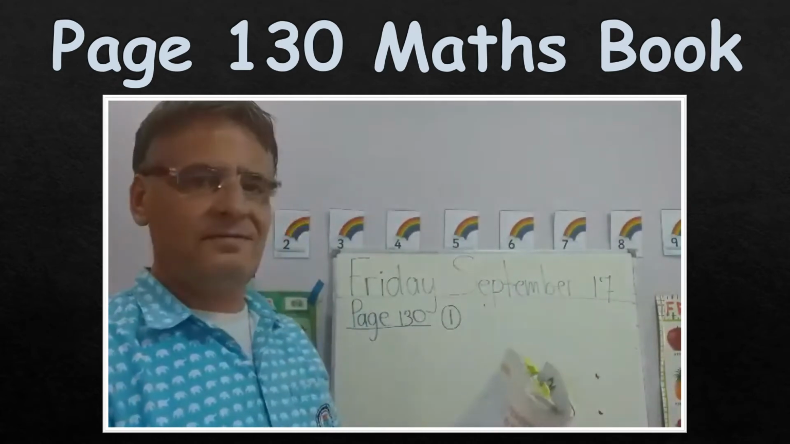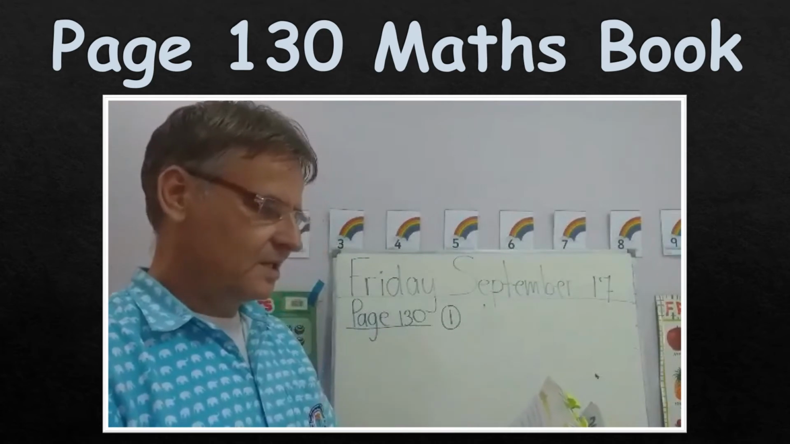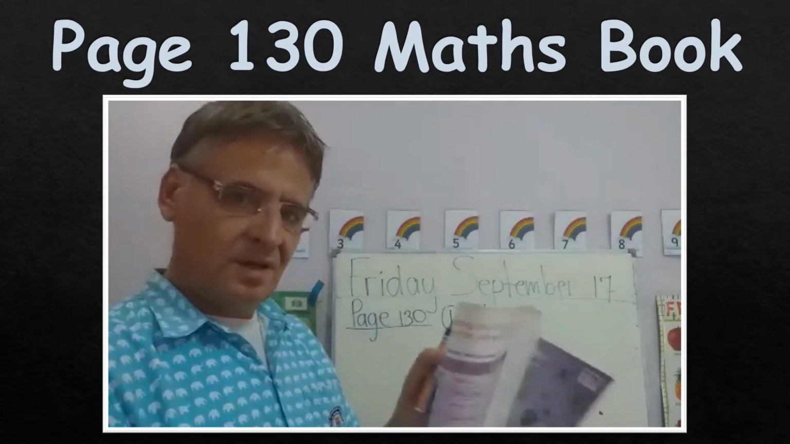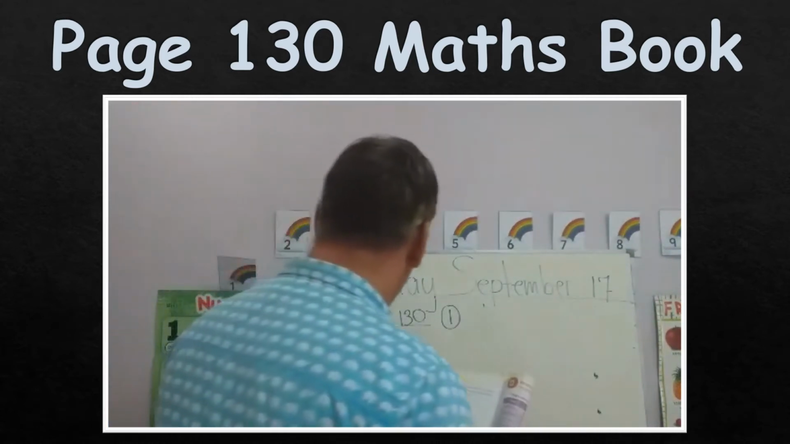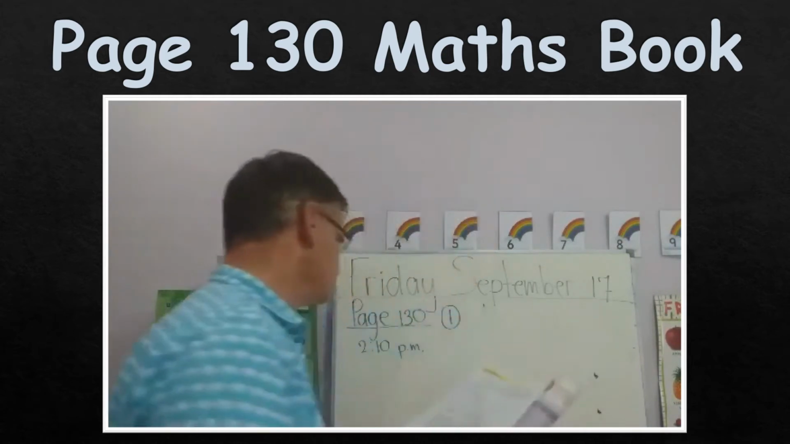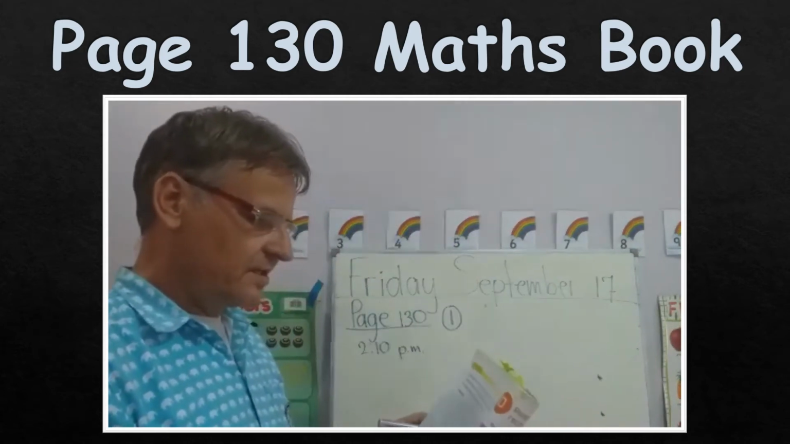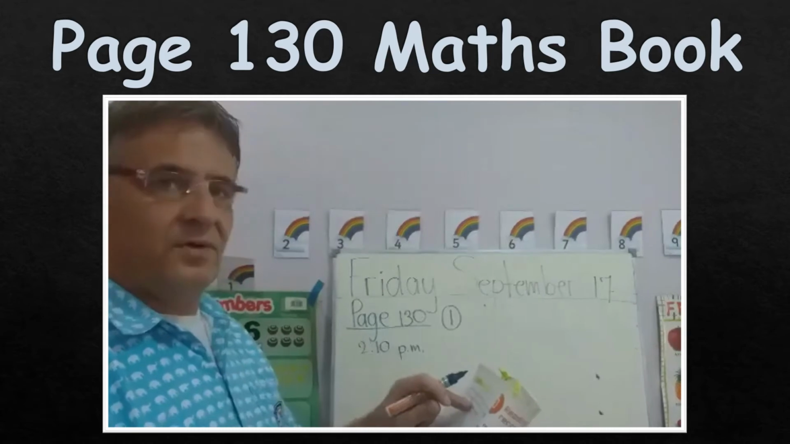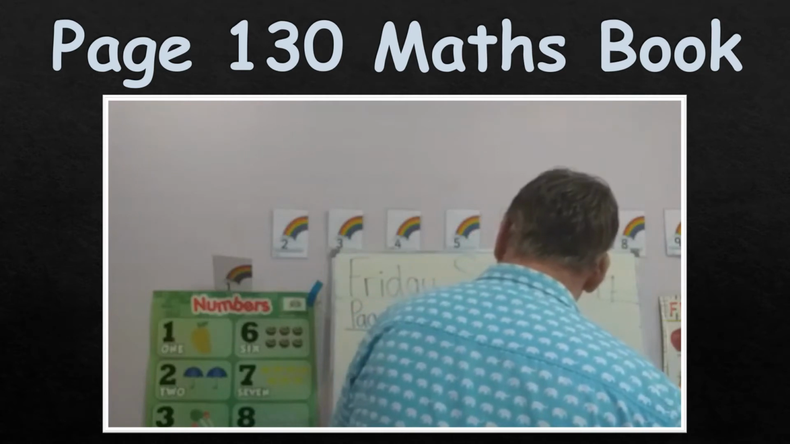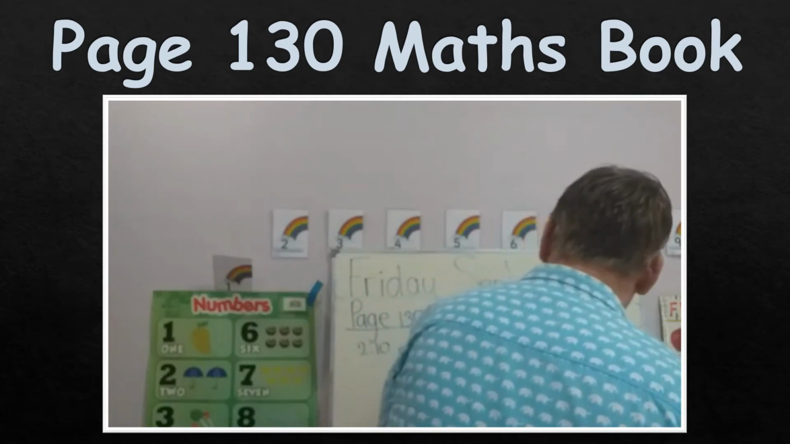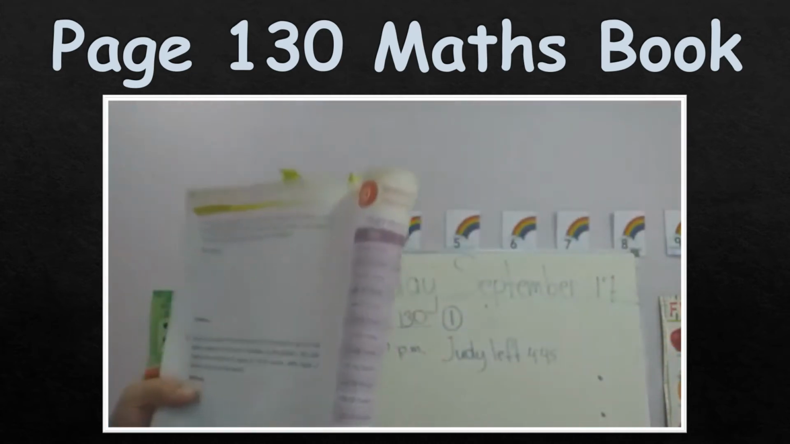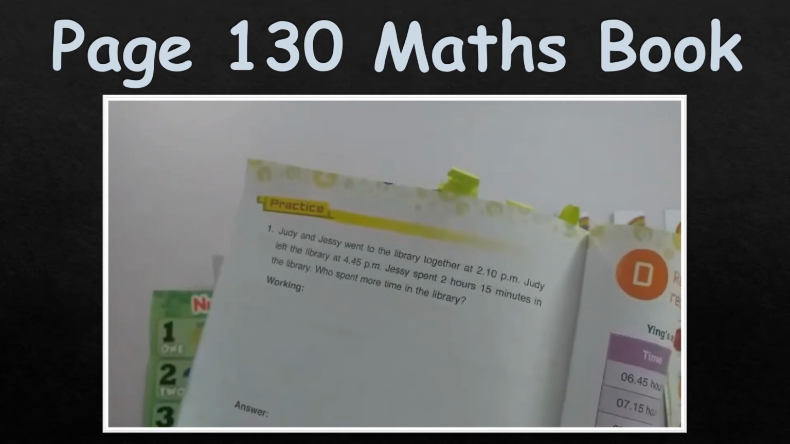We start with the facts. So that means the things that we know. So what do we know? They went together to the library at what time? At 2:10 p.m. So we write 2:10 p.m. And then Judy left the library at 4:45. So we write Judy left 4:45. Okay, just to show you, practice number 1 at the top of the page.